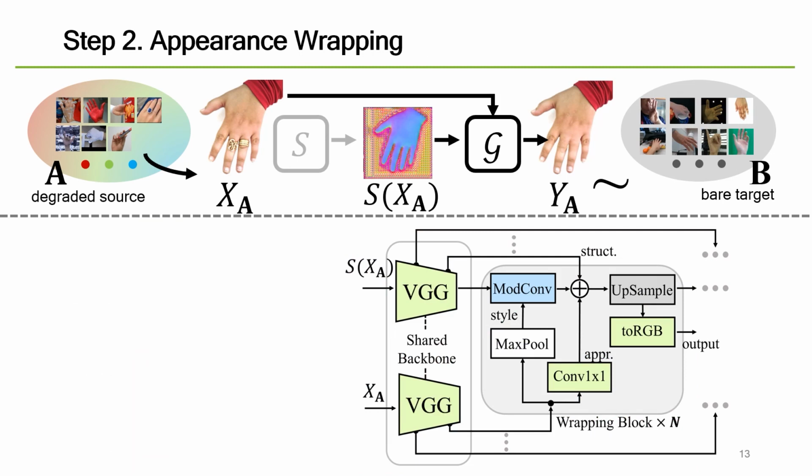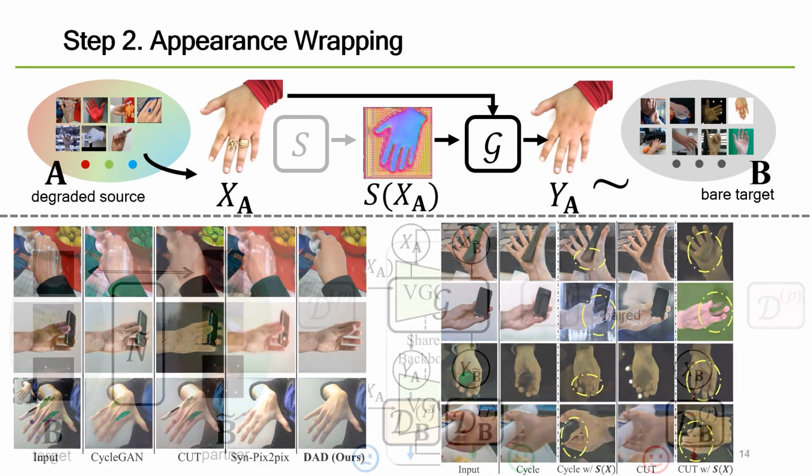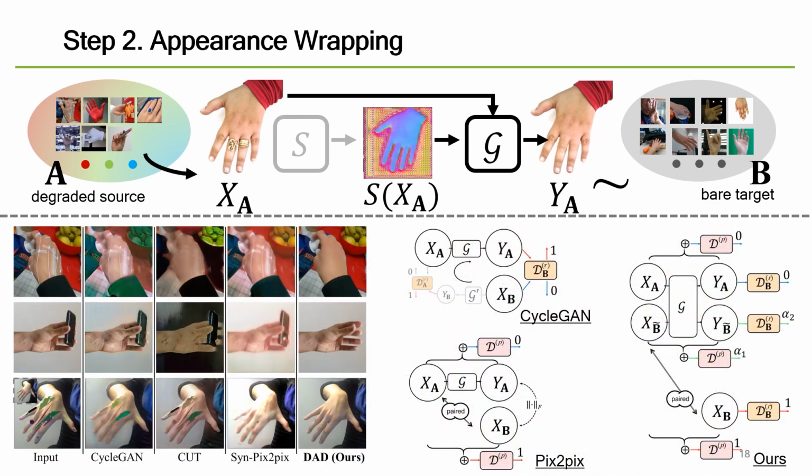In the second step, we construct a structure-assisted translator. It learns to wrap different levels of image appearance to the structure mentioned above. However, this wrapping process is not efficient enough in the existing paradigms. So we further propose a novel scheme in a semi-supervised paradigm called dual adversarial discrimination.